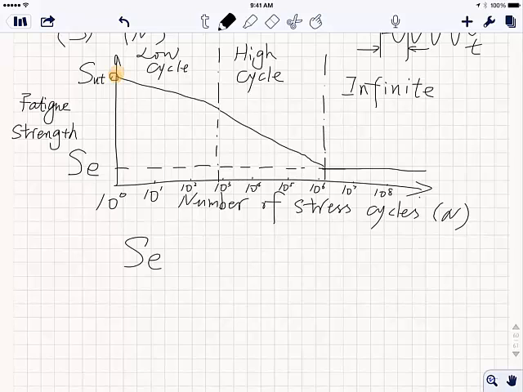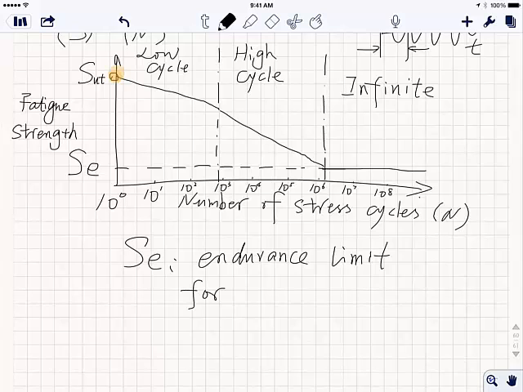Endurance limit. Just a quick reminder, most of the time it's for ferrous metal and alloys. So any metal that contains iron has this fatigue endurance limit. It's very obvious.